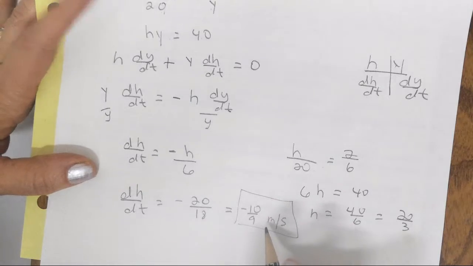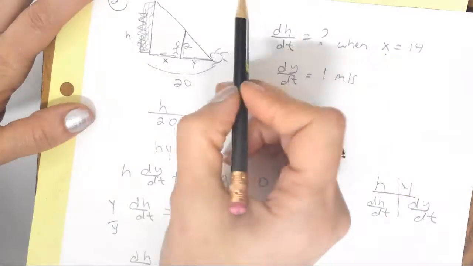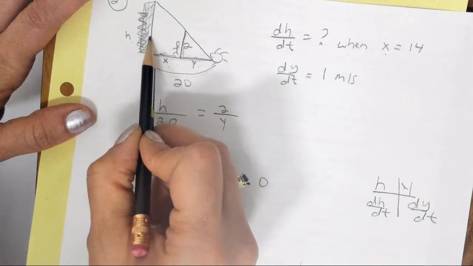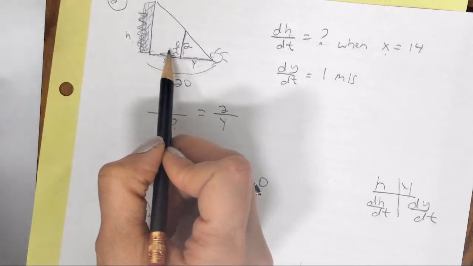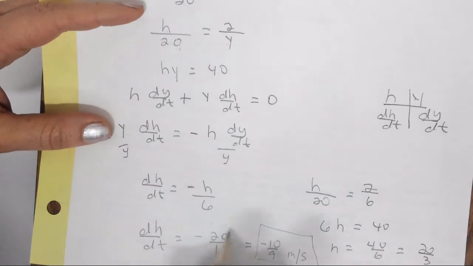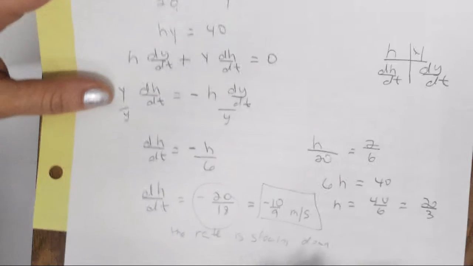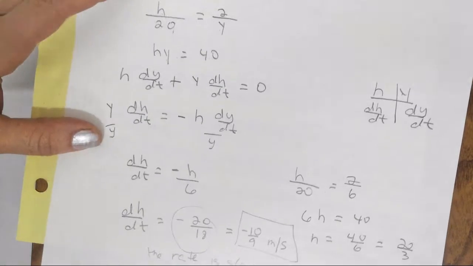Well, why is it negative? Well, remember what we're talking about. The man is walking towards the building. So even though his shadow might be getting bigger as he walks towards it, the rate at which it's getting bigger is slowing down. Remember, this is a rate. So the rate is slowing down. The shadow may still be getting bigger, but the rate at which it's getting bigger is slowing down.